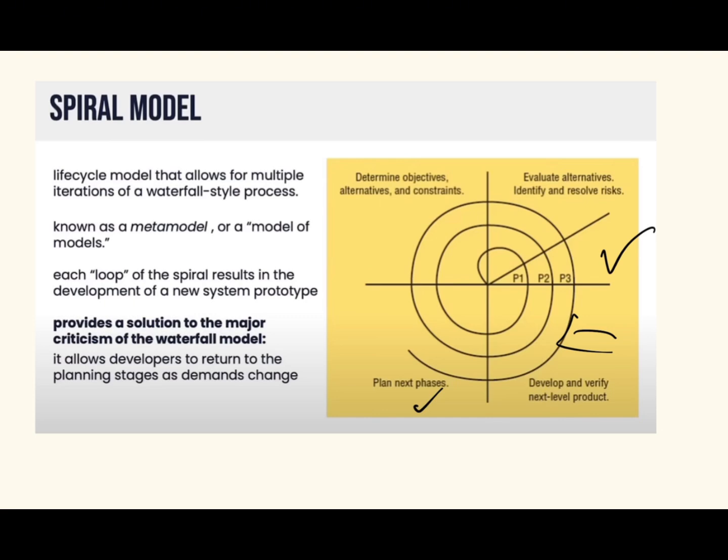It allows the developer to return to planning stages as demands change, right? So here you can see determine objectives, alternatives, and constraints, evaluate, then develop and verify, and then plan the next phase. So in this picture, you can clearly see that there are multiple iterations.